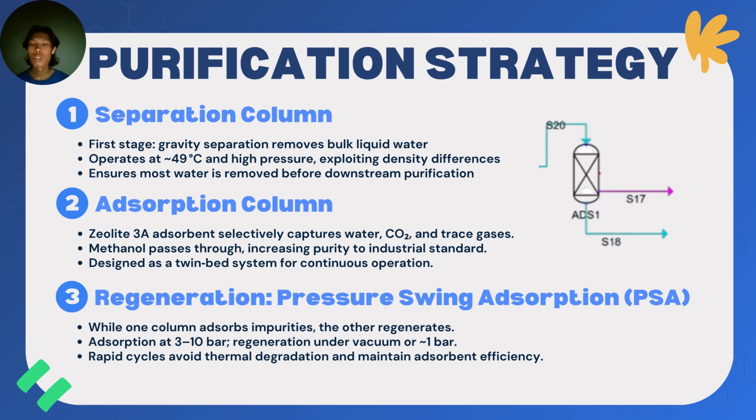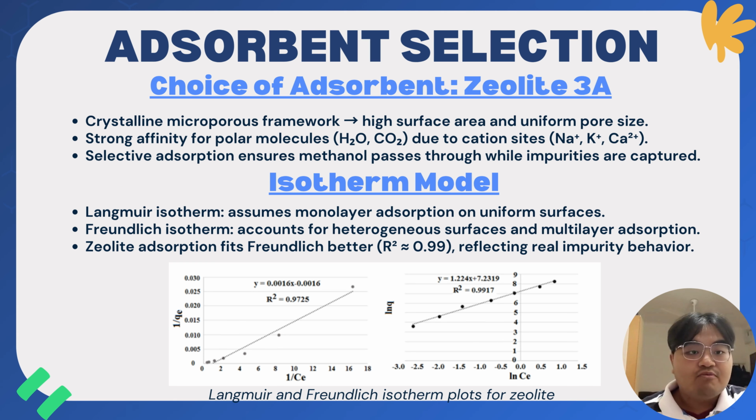By combining bulk gravity separation with high precision PSA, we achieve a reliable, energy efficient route to high purity methanol production. I'll be moving on with the adsorbent selection. For the purification stage, we selected zeolite 3A as the adsorbent. Zeolites are crystalline microporous materials with very high surface area and uniform pore size, which make them excellent for separating molecules based on polarity and size.